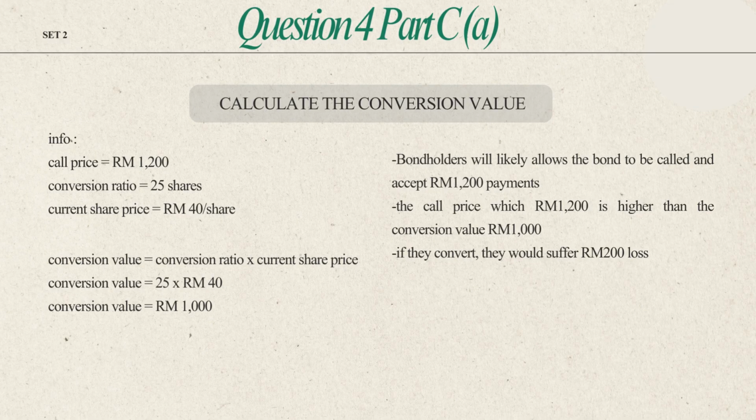The info given is the call price is 1,200, the conversion ratio is 25 shares, and the current share price is 40 ringgit per share. So the formula is conversion ratio times the current share price, where the conversion ratio is 25 times the current share price of 40 ringgit, and we get a conversion value of 1,000 ringgit. So the bondholders will likely allow the bond to be called and accept the 1,200 payment. This is because the call price is higher than the conversion value, which is only 1,000 ringgit. If they convert, they will suffer a loss of 200 ringgit.